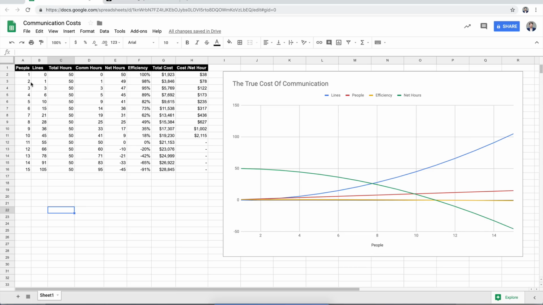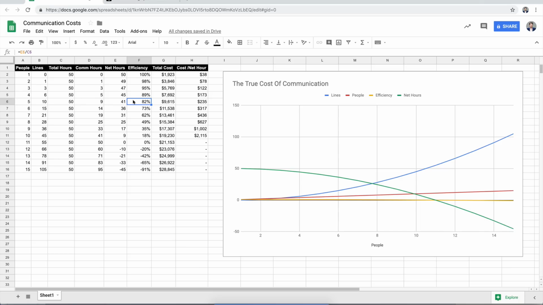But look what starts to happen as we add more people to the team. So at 2 people, we're at 98% efficiency, and our cost per net hour has gone up by like 2. And then by the time we get to 3 people, we're at 95% efficiency, and our cost per net hour has gone up a lot. And then by the time we get down to, there's a real steep drop off, pretty much right at the number 5 mark.